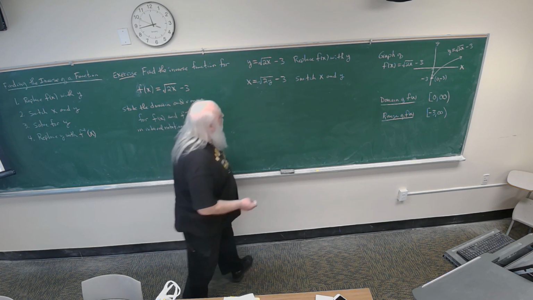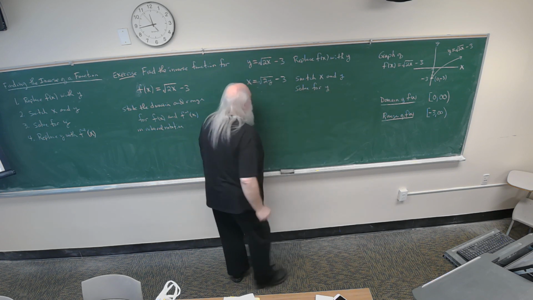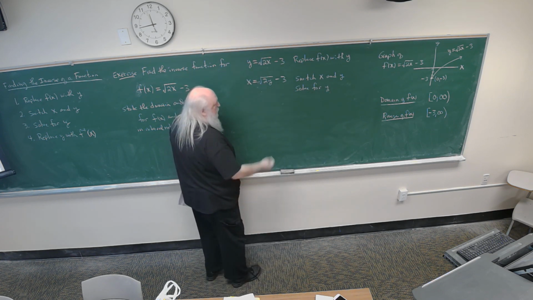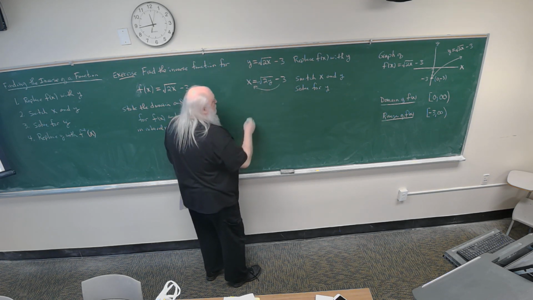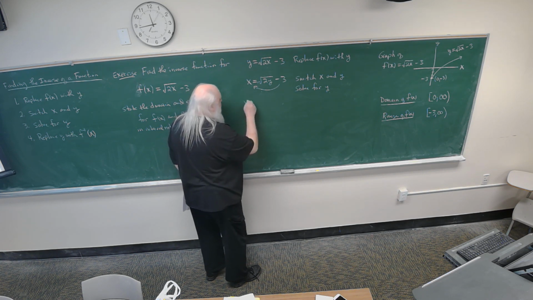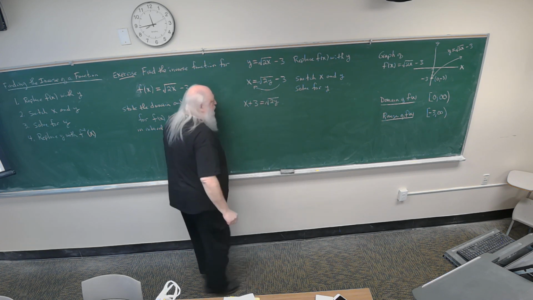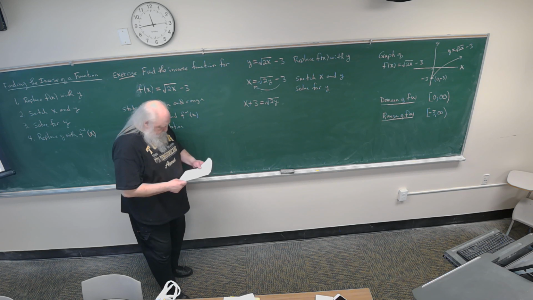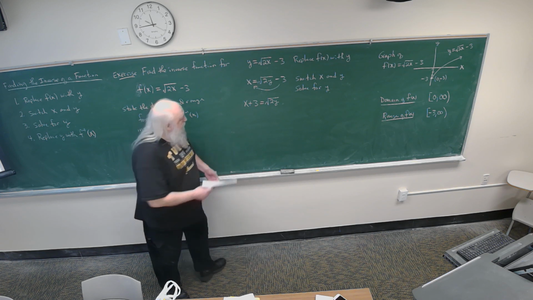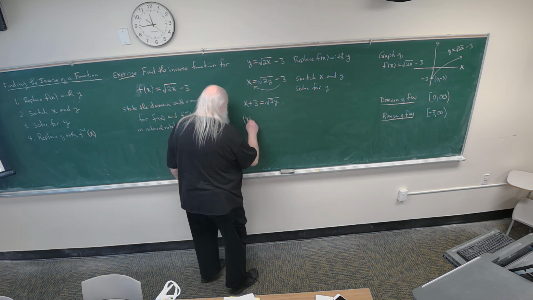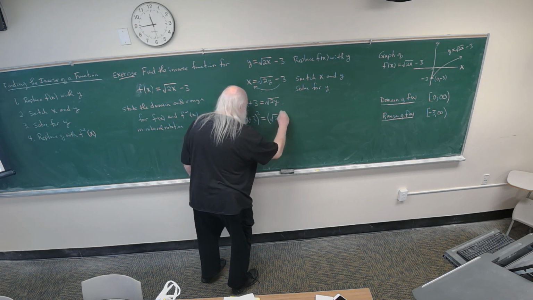Step number 3, solve for y. In solving for y, the first thing we do is add 3 to both sides. We have to isolate the y on one side. So we have x plus 3 is equal to the square root of 2y. What undoes square root? Squaring. So we square the left side, and we square the right side.